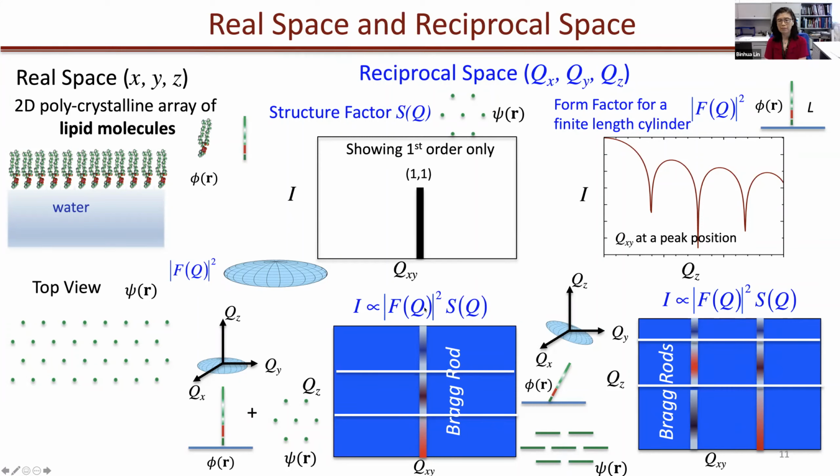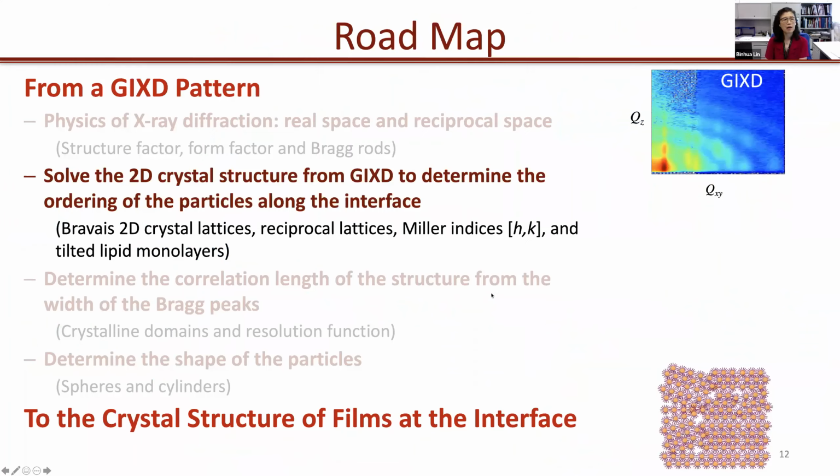So with this example, we conclude the physics part of the lecture, and I hope you get an idea how to relate the diffraction pattern that you obtain with the structure of the sample, just conceptually, what is the relation. Now we move on to the second part of the lecture, and that's to solve 2D crystal structures from the diffraction pattern.